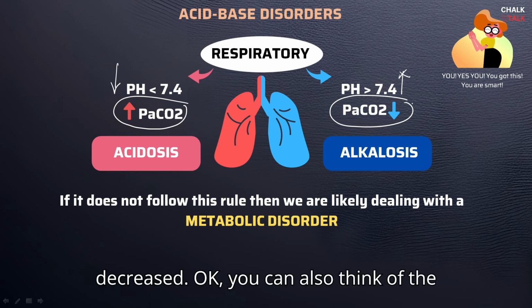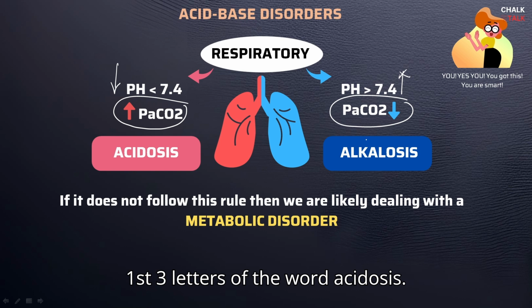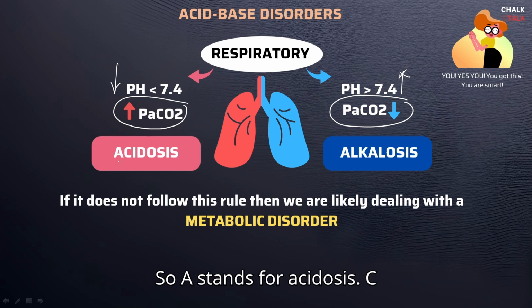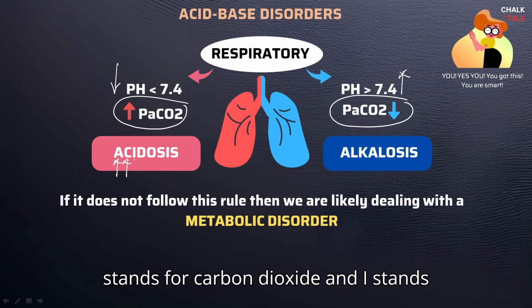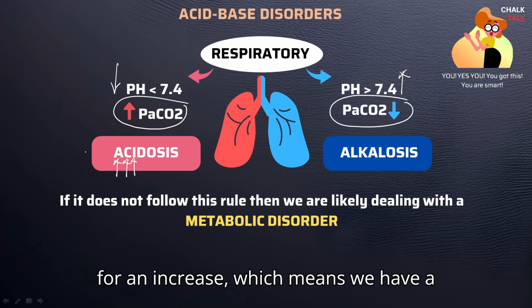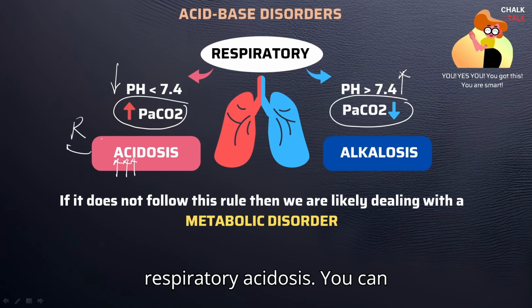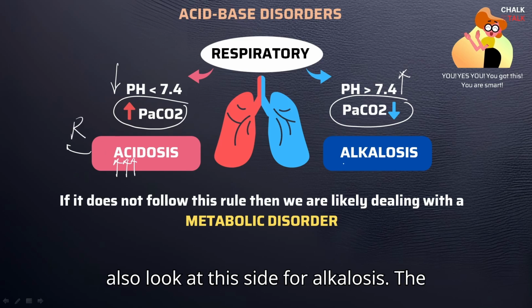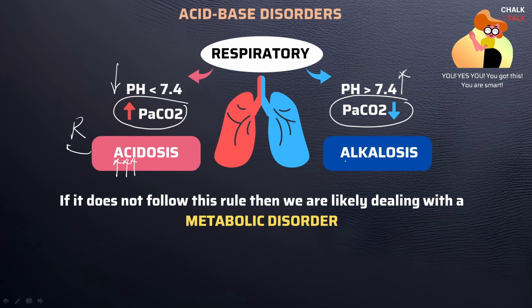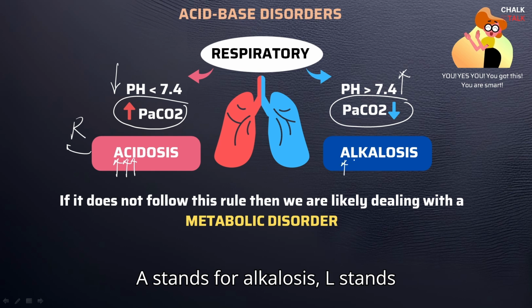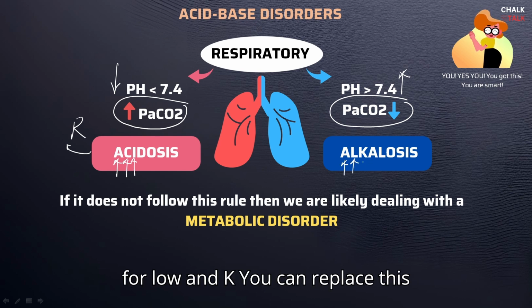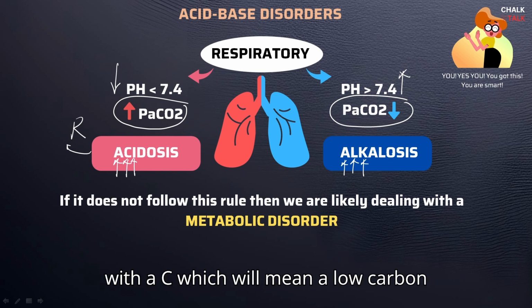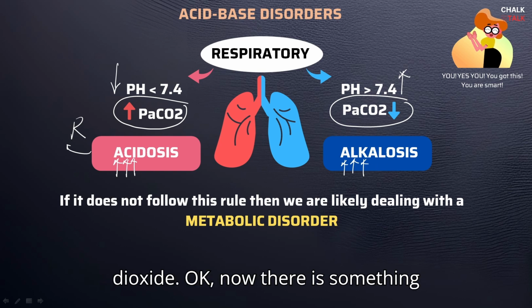Okay, you can also think of the first three letters of the word acidosis. A stands for acidosis, C stands for carbon dioxide, and I stands for an increase, which means we have a respiratory acidosis. You can also look at this side for alkalosis. The A stands for alkalosis, L stands for low, and K, you can replace this with a C, which would mean a low carbon dioxide.